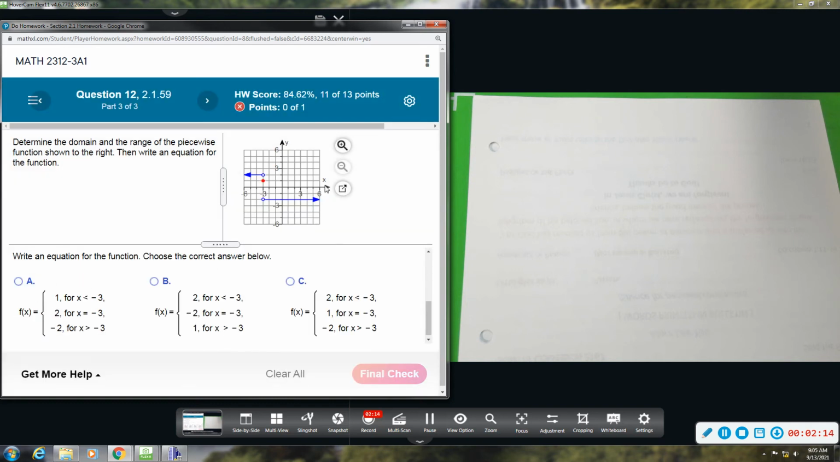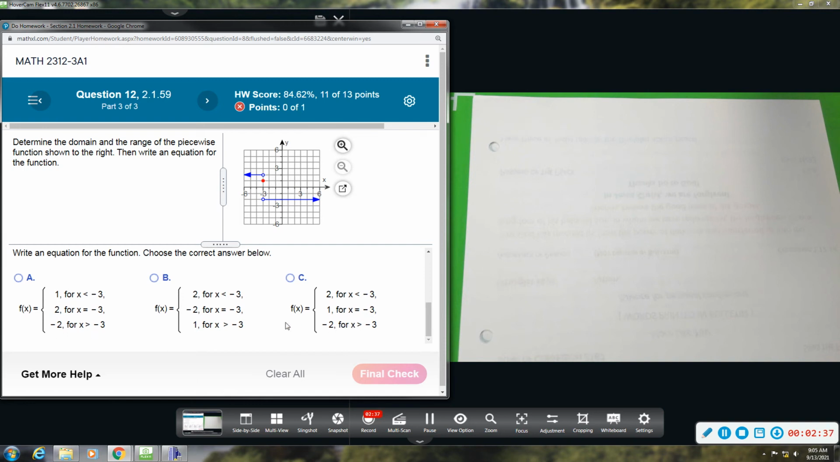Okay, so now we want to write the equation. So we just get y equals 2. Means our equation is staying on y equals 2. It's only defined from x is less than -3. So I'm looking for -2 less than -3. That would be C. No? Are there more options?